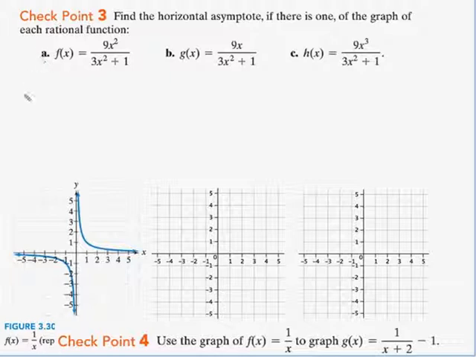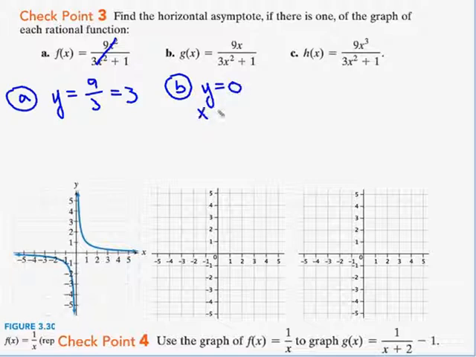Okay, let's see. In the first one, part A, we have a tie, 9x squared, 3x squared, so those sort of cancel. And our horizontal asymptote is the leading coefficients, 9/3, or the line y equals 3. In part B, denominator is more powerful, so our horizontal asymptote is y equals 0, or the x-axis, however you prefer to say it. The last one, our numerator is the more powerful, so it will have no horizontal asymptote.